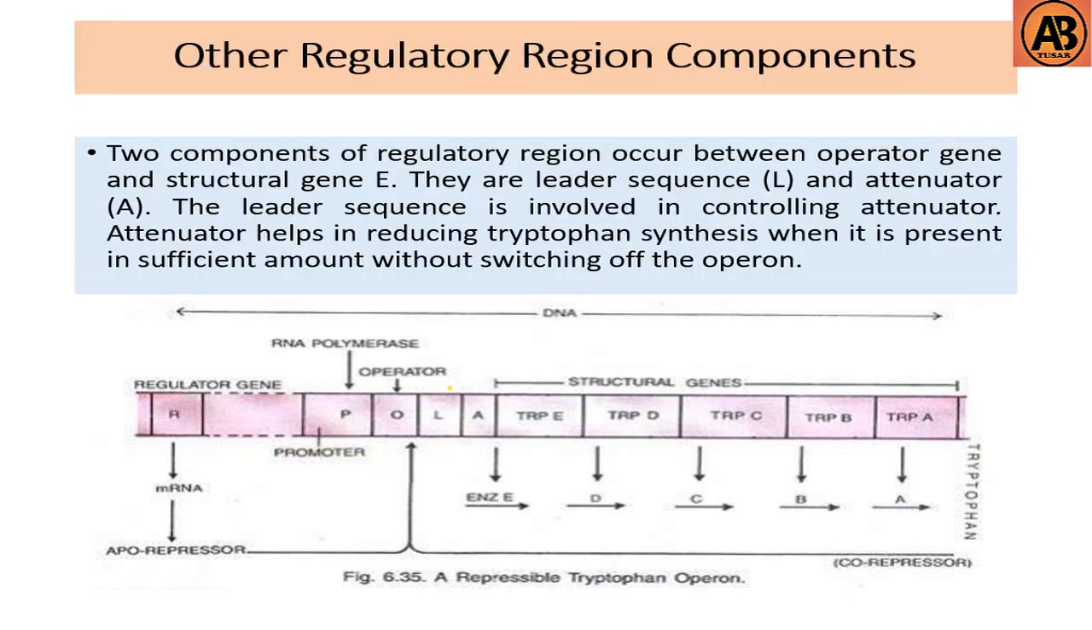Then other regulatory region components. Two components of the regulatory region occur between the operator gene and the structural gene. They are the leader sequence and the attenuator. Here you can see L indicates the leader sequence and A indicates the attenuator. The leader sequence is involved in controlling the attenuator. The attenuator helps in reducing tryptophan synthesis when it is present in sufficient amount without switching off the operon.